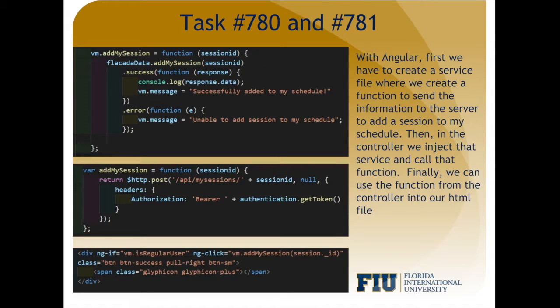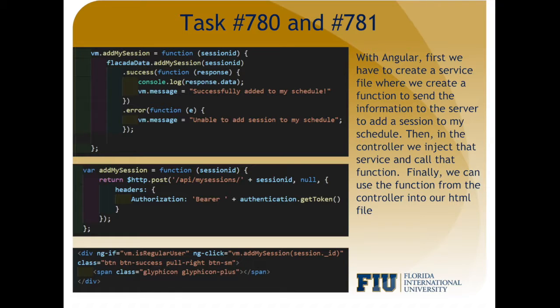Now, for the front end, in order to get the information from the server, we created a function, this one right here, in our service file for Angular. And this function would post to the server the information that we were trying to send, which was the session ID, along with the header, which has the token of the user that's going to give us the user ID in the server.